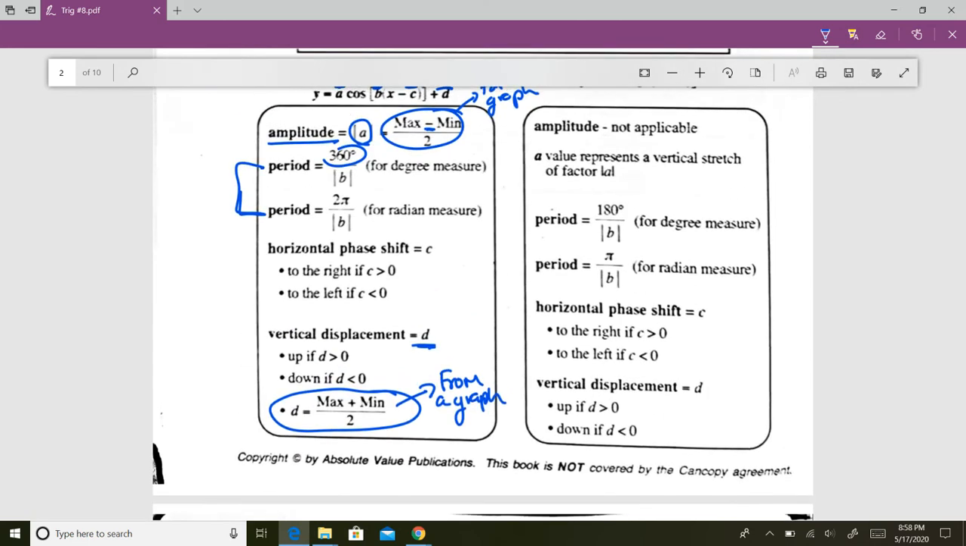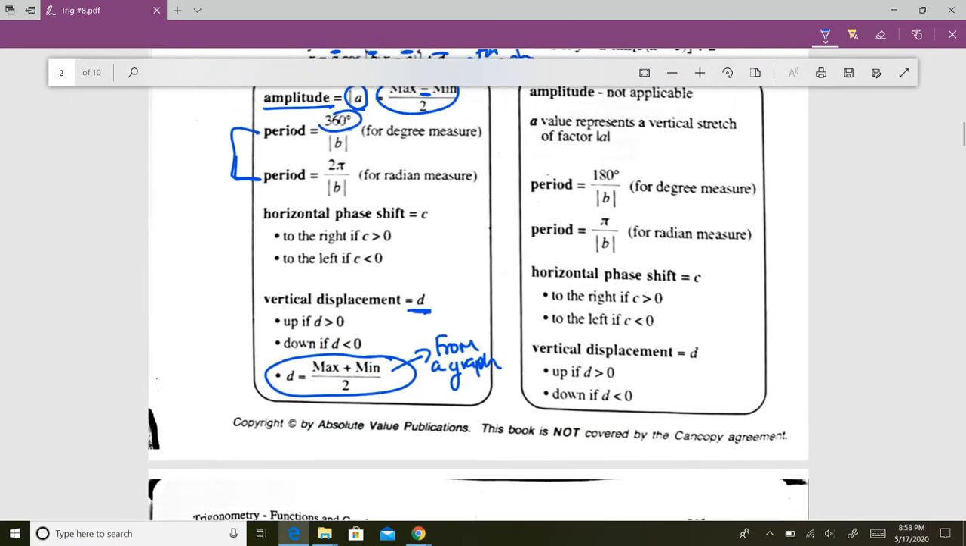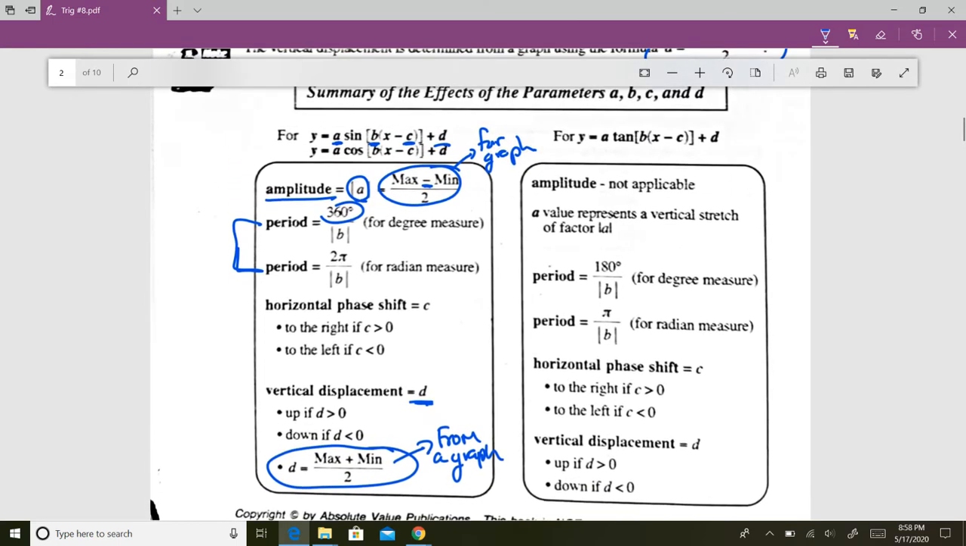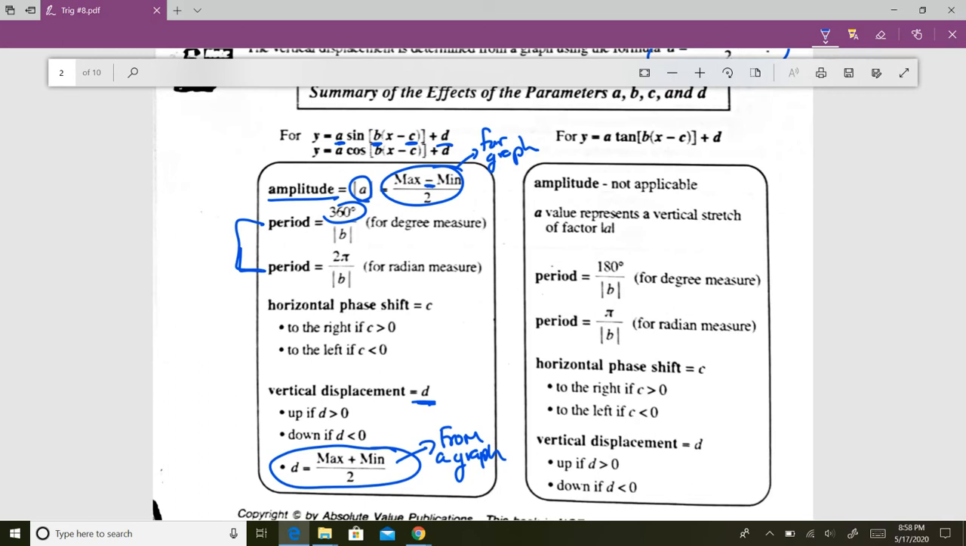If you have a tan graph, we are not going to determine the equation of a graph for a tan graph. I can give you examples like we did earlier, and you'll see that in a bit. I'm asking you what A, B, C, and D are, but amplitude you cannot calculate from a graph. Remember, the tan graph goes on forever up and down, so there is no max and min, so you can't calculate it. The A just represents a vertical stretch by a factor of A. So if there's an A in the equation, you just say it's a vertical stretch by whatever A is.